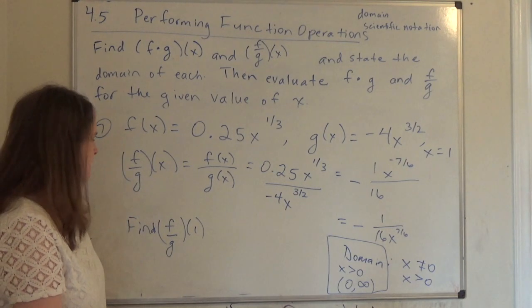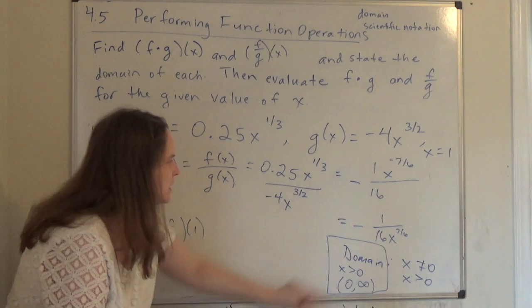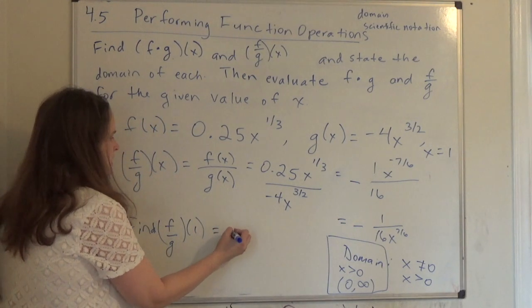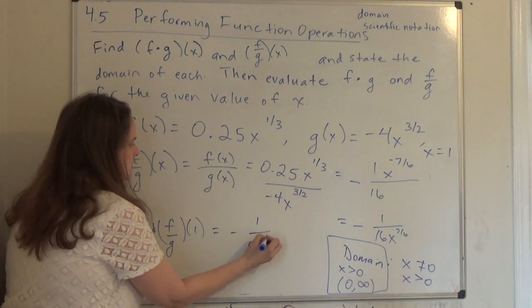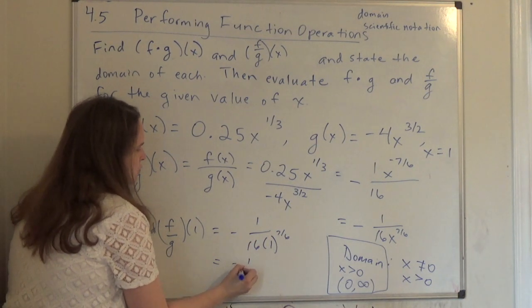And now evaluate that for x equal 1. So you're going to use what you did here, substitute 1 in. So negative 1 over 16 times 1 to the 7/6 power. And that's going to be negative 1/16.